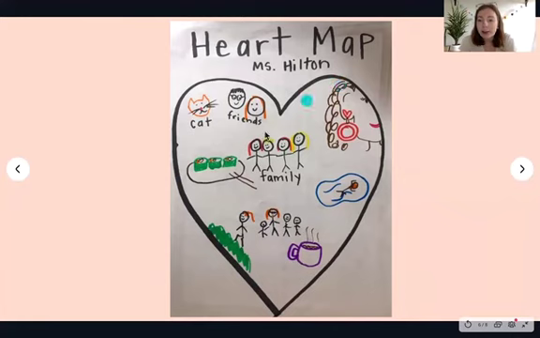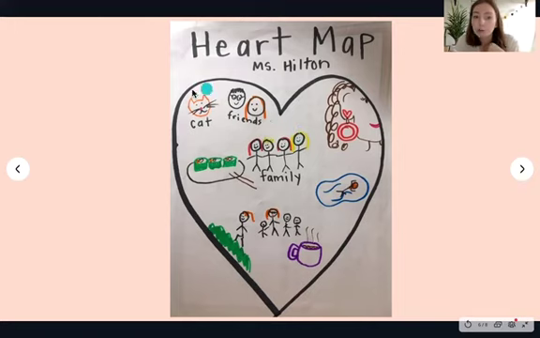So inside of your heart map, you are going to draw pictures and write words about things you love and things you know a lot about, because it's so much fun to write stories about things you love and you know. So here is what I drew on Miss Hilton's heart map.